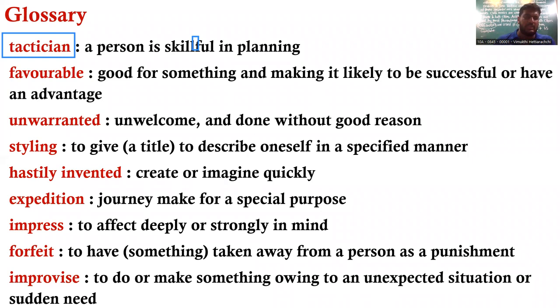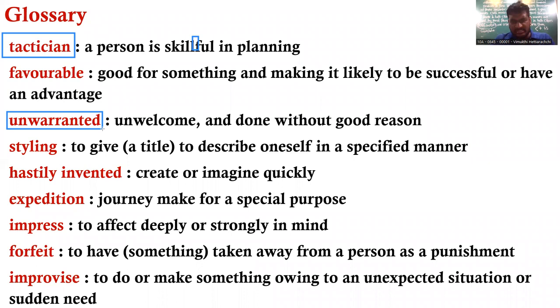If you check the paragraph, you can find this word, right? Unwarranted, which refers to unwelcome and done without good reason. Styling. What do you mean by styling here? You can find this word as well in the previous paragraph. To give a title, to describe oneself in a specified manner. So styling refers to giving a title, to describe oneself in a specified manner.